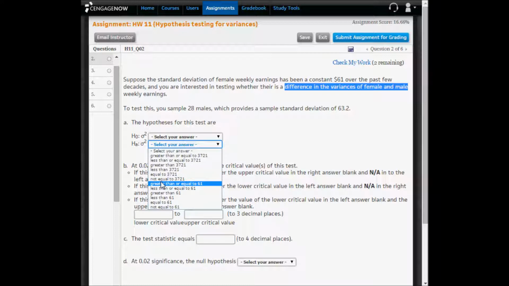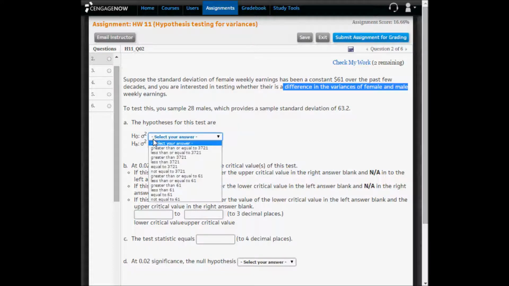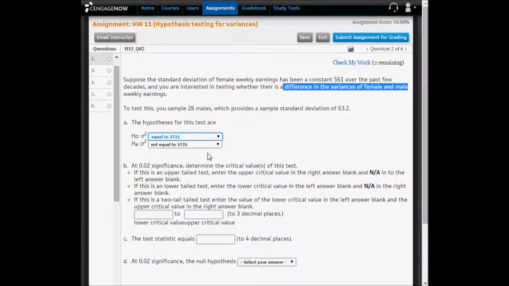So for the alternative hypothesis, we're going to choose not equal to 3721. Again, 3721 is 61 squared. Okay, so this right here is the alternative hypothesis. What's the opposite of that? Equal to. So for the null hypothesis, we're going to pick equal to 61 squared.